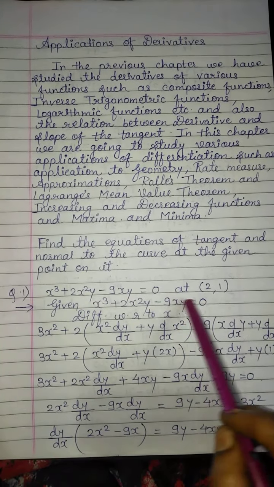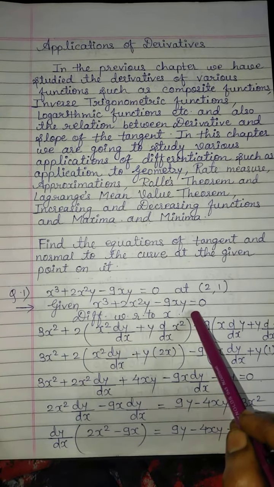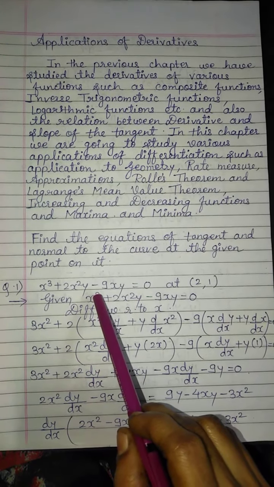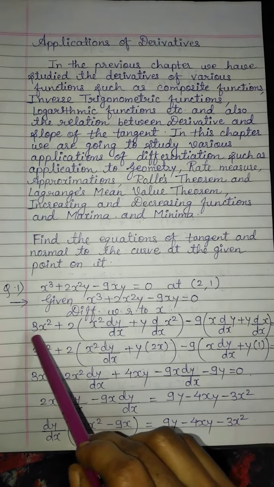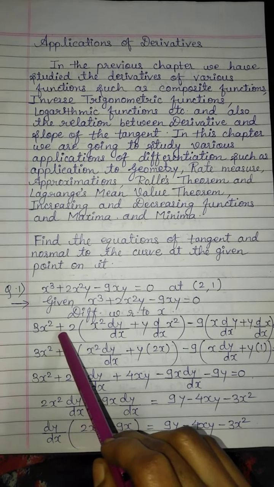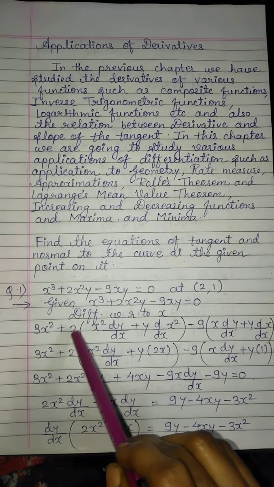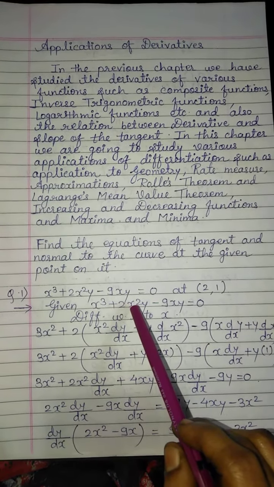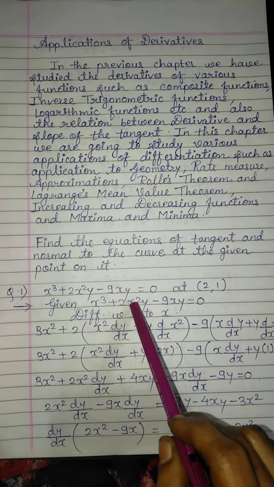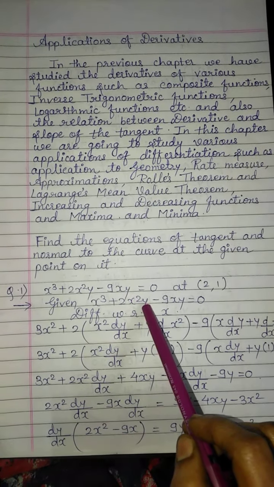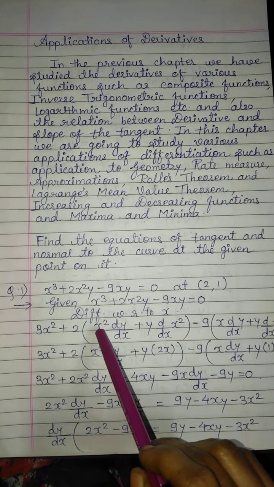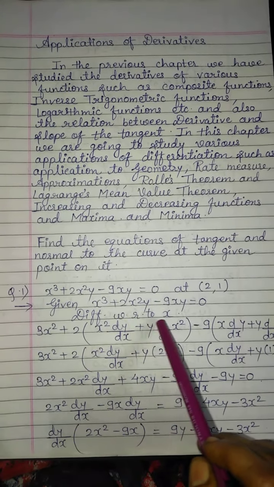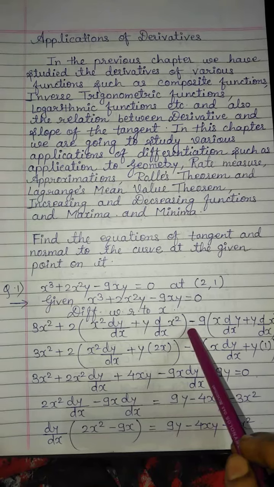Now we will differentiate this function with respect to x. Now here, while differentiating, derivative of x cube is 3x square plus 2 as it is, derivative of x square y. Here we will use u into v rule. So x square is u and y is v. So derivative will be x square into derivative of y plus y into derivative of x square minus 9 as it is.